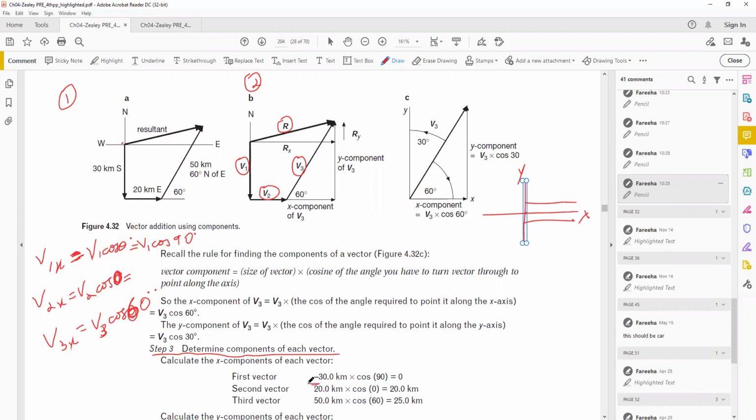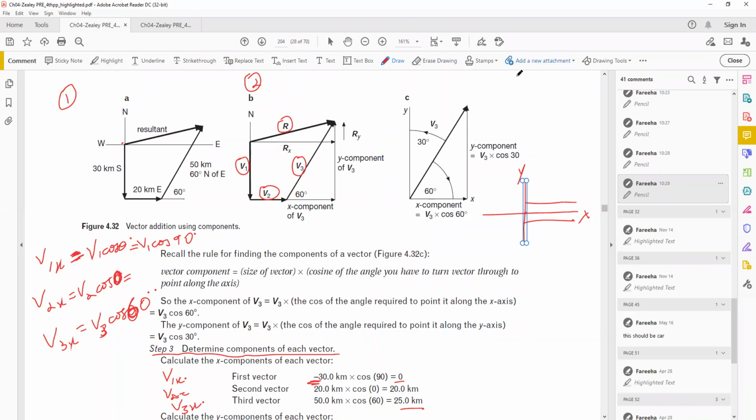You can see this minus sign. Now you can put their values. So V1 is 30, and it's minus because it's downwards. Multiply by cosine of 90 and you get the answer. The second one is 20, multiplied by the cosine of 0, and you get this answer. The third one is 50, multiplied by the cosine of 60, and you get this answer. So this is V1x, this is V2x, and this is V3x. Okay?